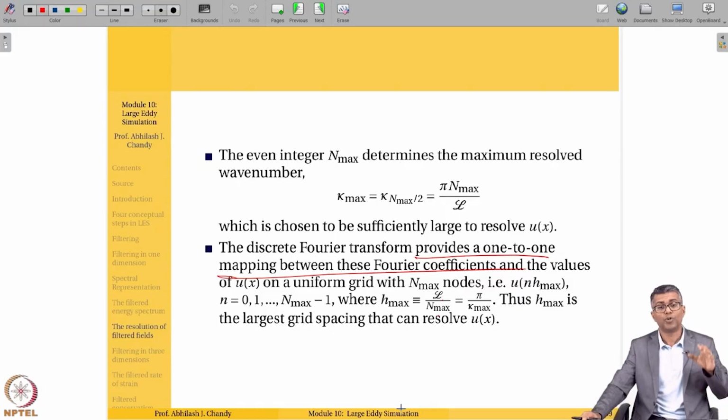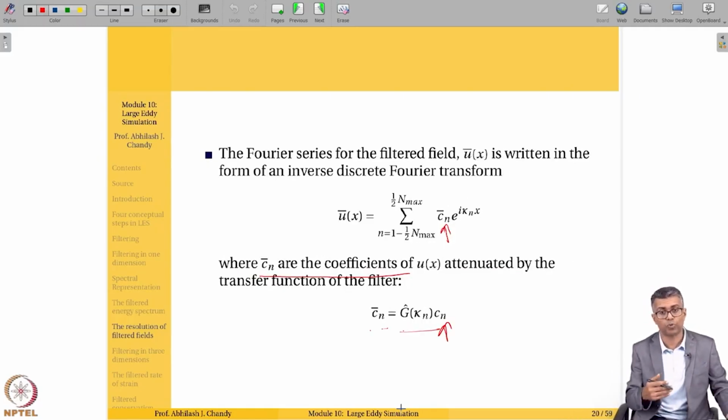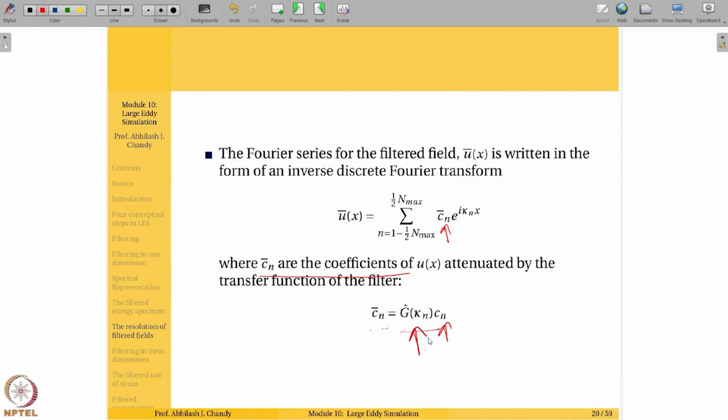if it was DNS. You apply the same concept now into LES, and then what you have is U bar equal to Cn bar times e to the I kappa n x, but Cn bar is basically the transfer function multiplied by Cn, because a filter has been applied. So now, depending on what filter we have here, we will see what Cn bar is, and that we will see in the next class. For the purposes of discussion, we'll be choosing a sharp spectral filter in order to discuss this further. So I hope this is clear.